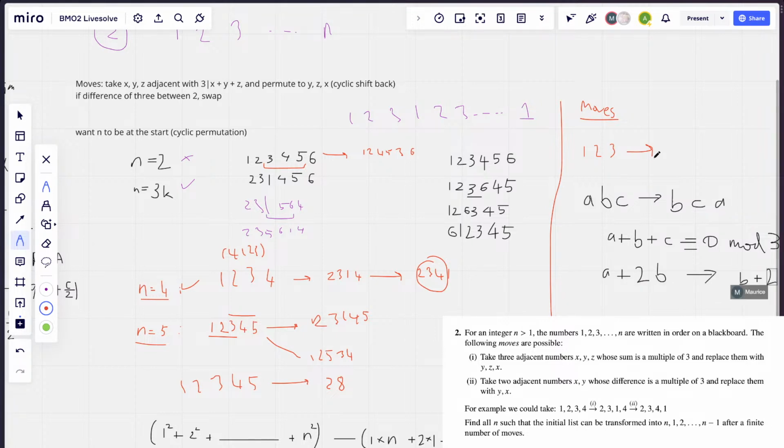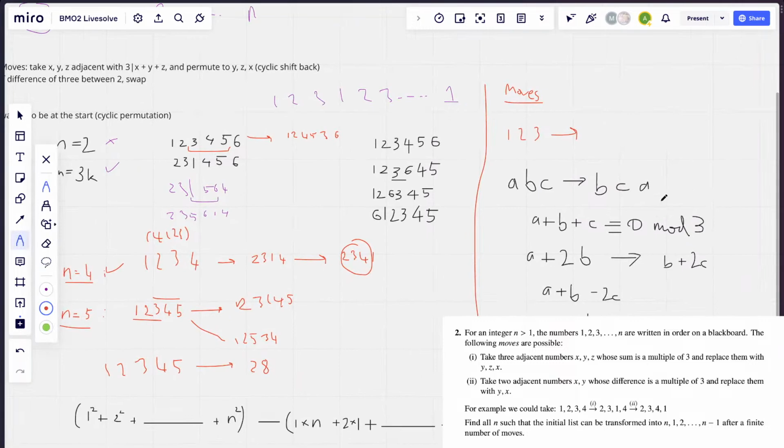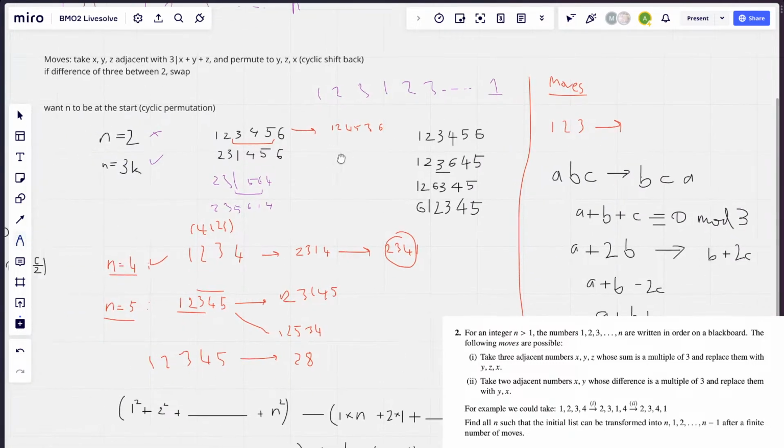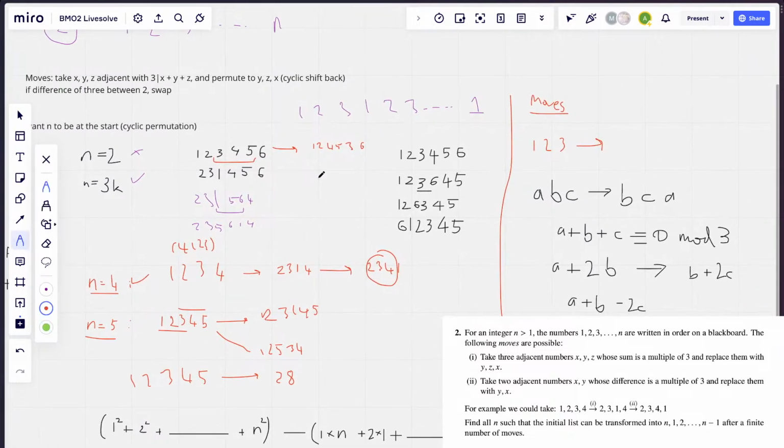We want the difference. So b plus 2c, which is a plus b minus 2c, which is a plus b plus c. Yep, it's all good. Okay. Wait, a plus b plus c is 3a plus 2b goes to b plus 2c. Okay, and then the second one is the difference of 2.